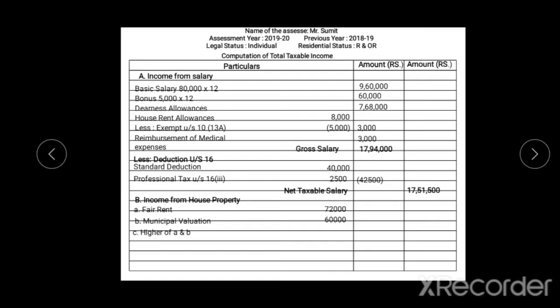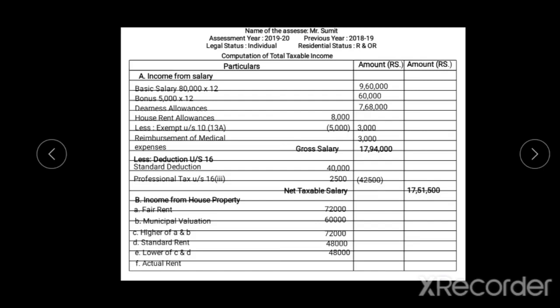Higher of A and B means, of fair rent and municipal valuation, whichever amount is higher, we have to take in C part. Clear? So between 60,000 and 72,000, which amount is greater? The 72,000 amount is greater, so we have to write 72,000 under the head C. D will be standard rent, again which will always be given in the sum, so it is given, 48,000. After that, E part will be lower of C and D. Lower of C and D means C, which we just calculated, and D, standard rent, whichever of the two amounts is lower, we have to record in E part. And between 72,000 and 48,000, which is lower? 48,000 is lower. So that we have to record under the heading E.